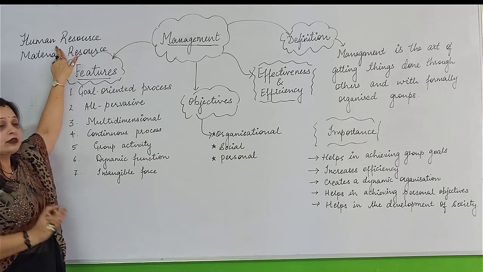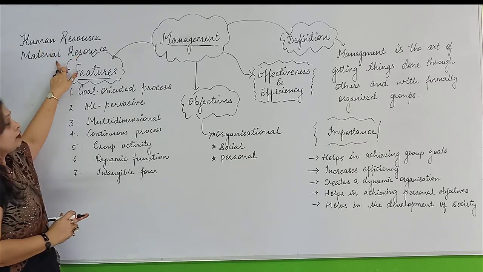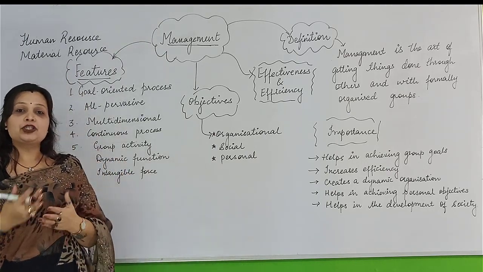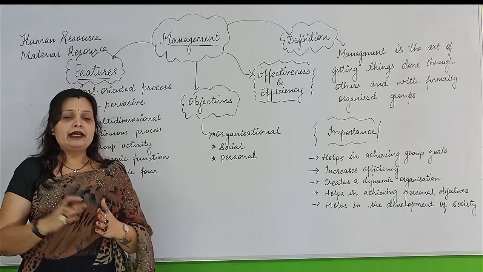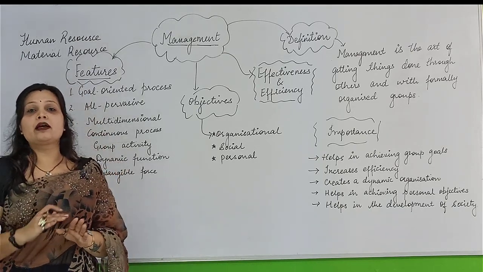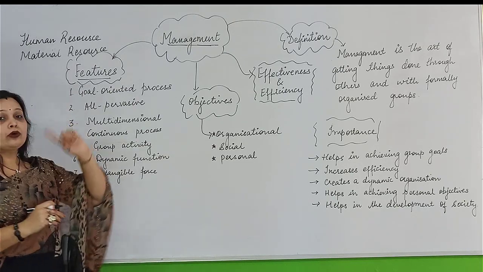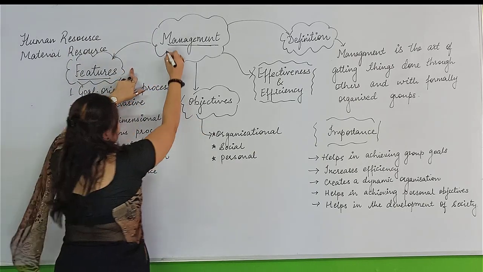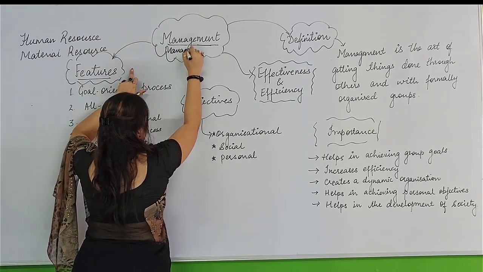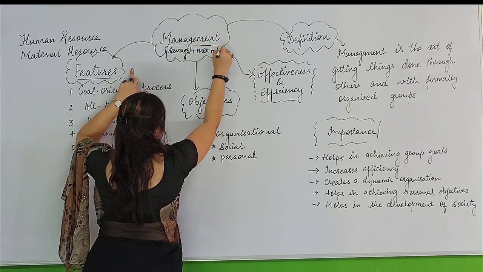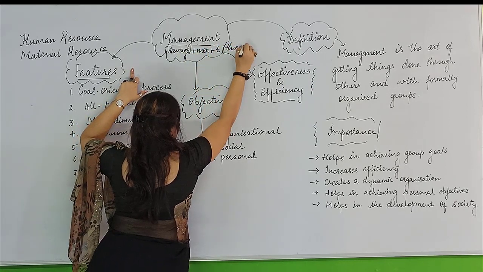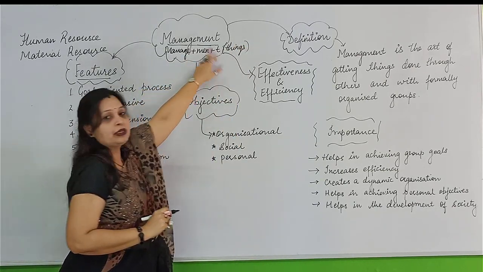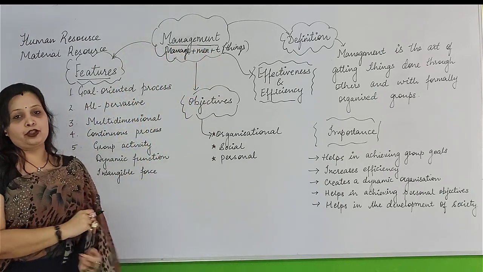All the other resources, keeping this apart, come under material resource. For example, furniture, plant, machinery, stationery, buildings, everything except the human comes under material resource. So we need to manage all these things, human and material. So manage plus men plus T. Here T stands for things. Men means human resource and things means material resource, and managing these is known as management.